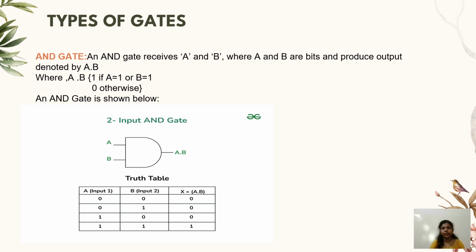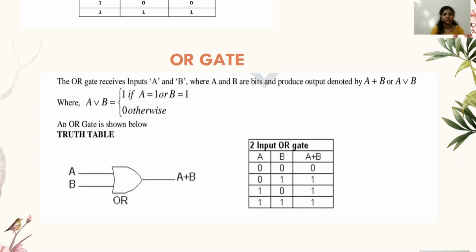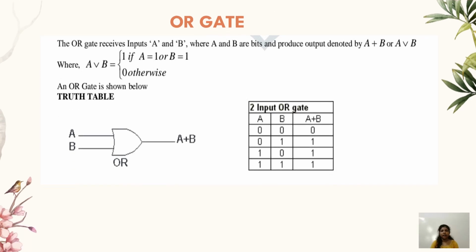Now we will discuss types of gates. First one, AND gate. An AND gate receives A and B, where A and B are bits, and produces output denoted by A dot B. Here we can see the diagram and truth table of the AND gate. OR gate. The OR gate receives inputs A and B, where A and B are bits, and produces output denoted by A plus B. Here is the diagram and truth table of the OR gate.